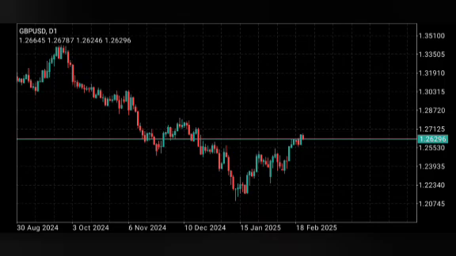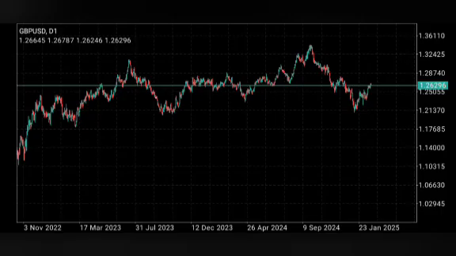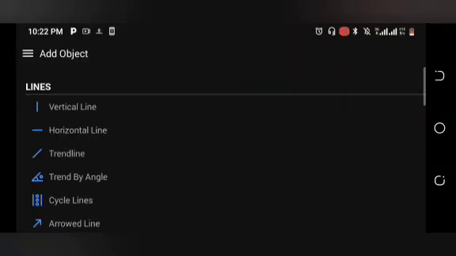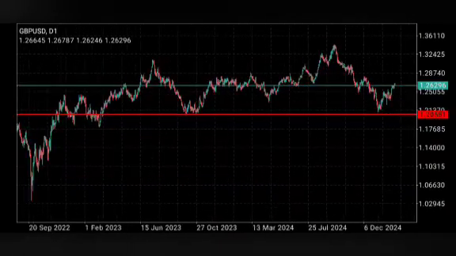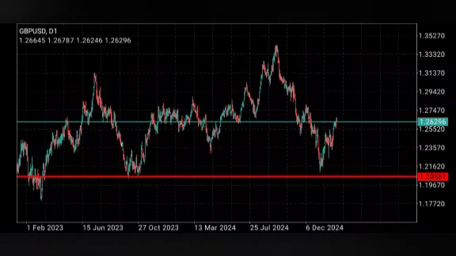So the first one that I'm going to be analyzing is pound USD. That is the first pair that I'm going to be analyzing. Currently I'm on the daily chart of pound USD, and as we all know, the first thing I do is zoom out so that I can see the bigger picture, what the market has done in the past, so that we can use that to predict what the market is going to do in the future.